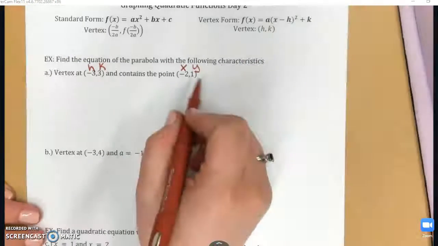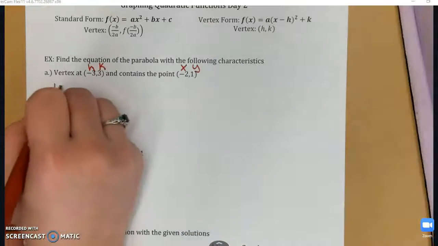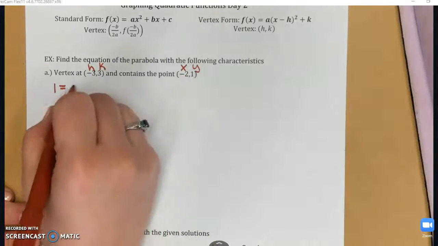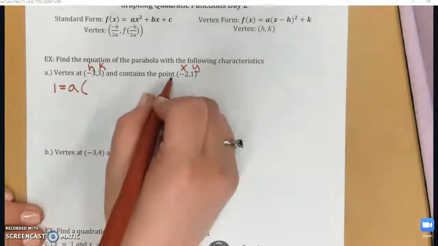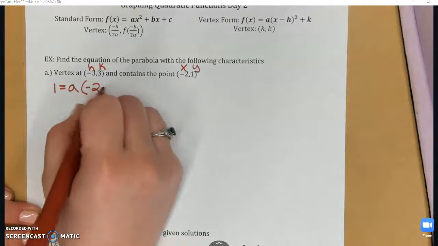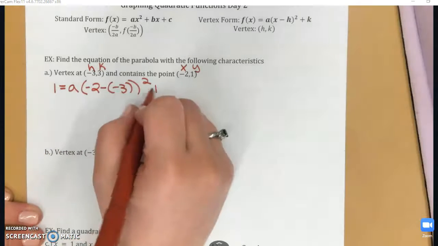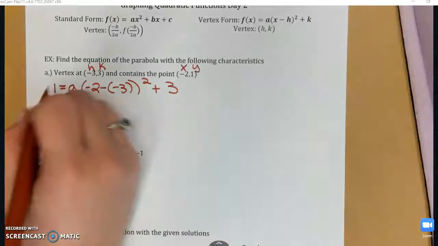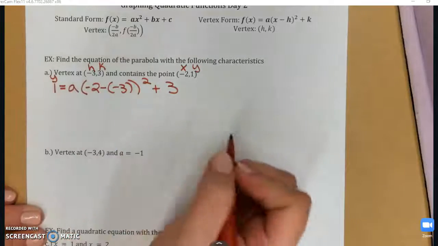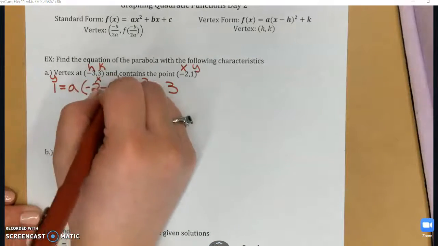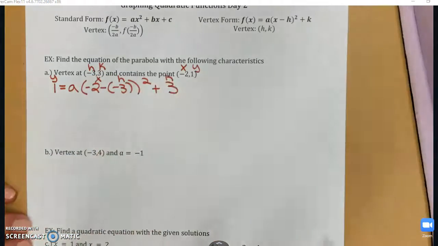So what's that going to look like? Well, 1 equals, because that's my y value, a, that's what I'm solving for. My x value is -2, minus h, which is -3, squared, plus k, which is 3. So to recap, this is y, I'm solving for a, this is x, this is h, and this is k.